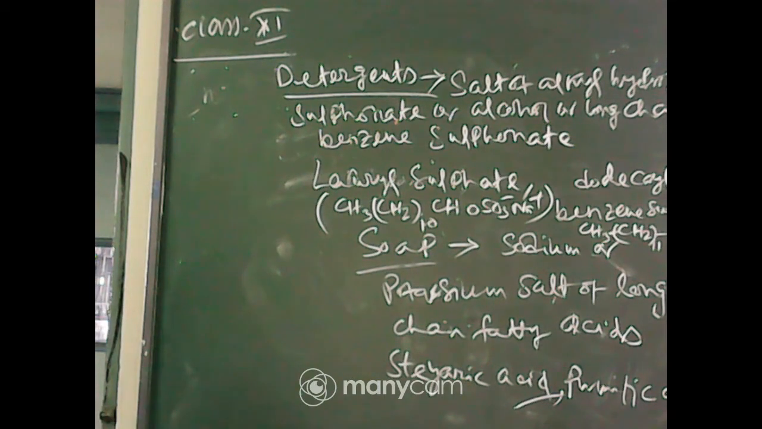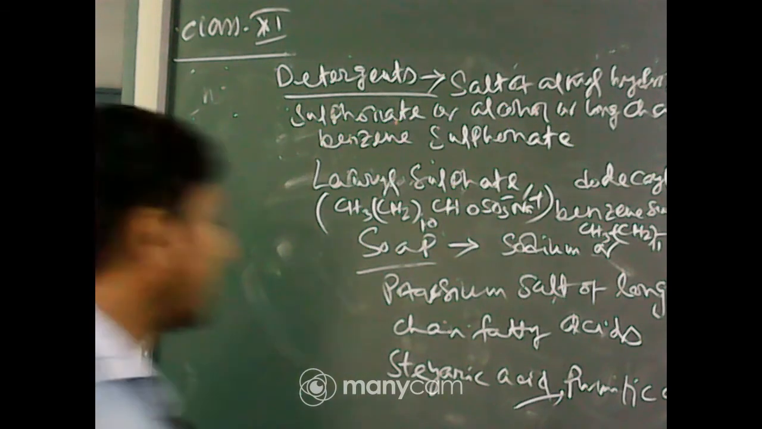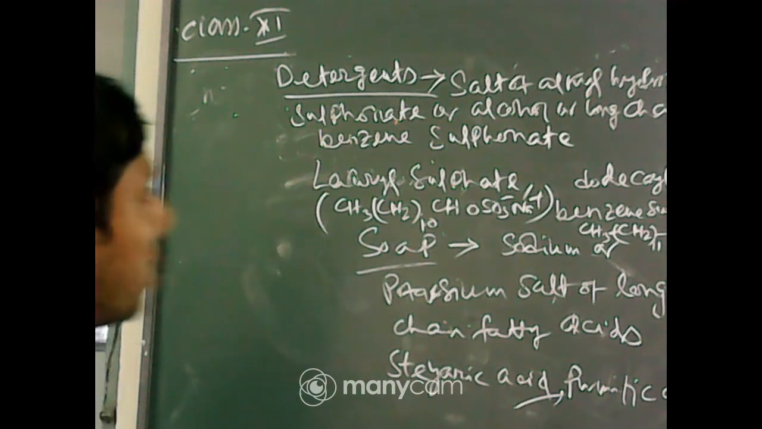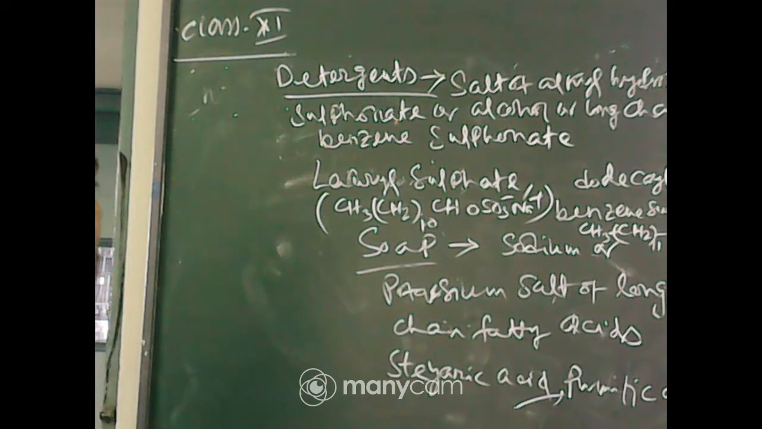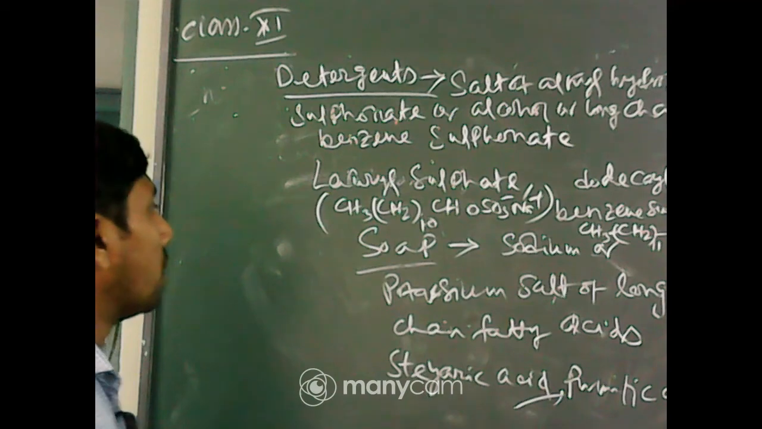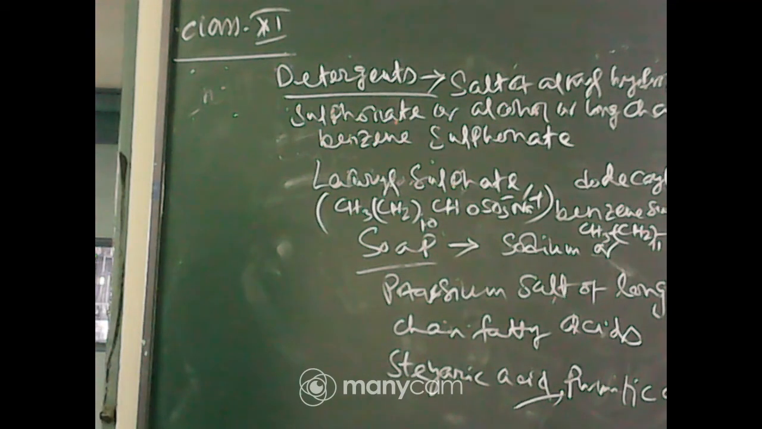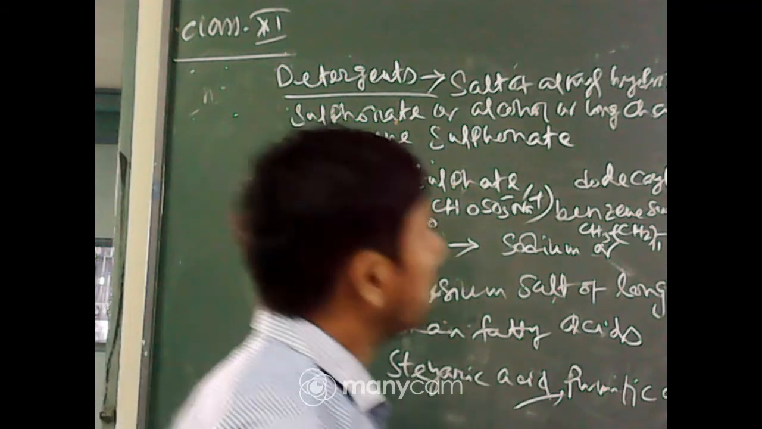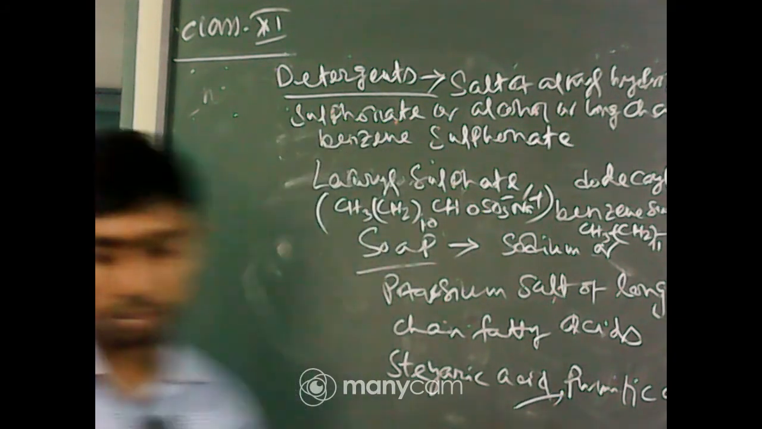Soap is the sodium salt of long chain fatty acids, that is stearic acid and palmitic acid, and detergent is the salt of alkyl benzene sulfonate or alcohol sulfate, or long chain benzene sulfonate. This is detergents: sodium lauryl sulfate, sodium dodecyl benzene sulfonate. These are the examples of the detergents. Okay.